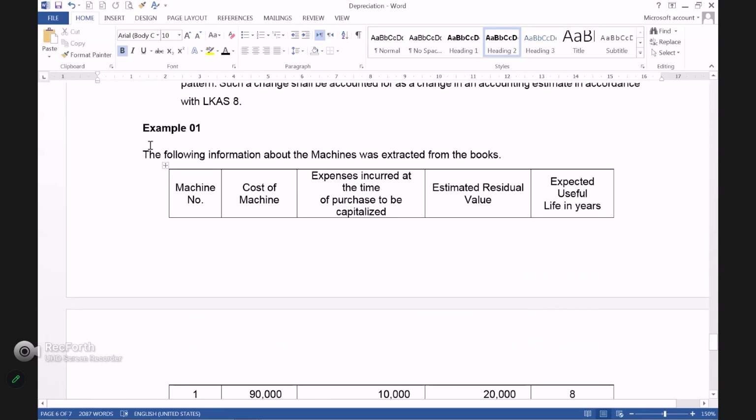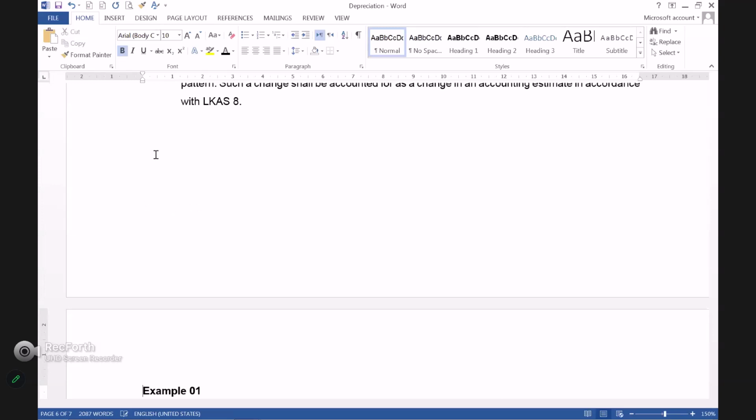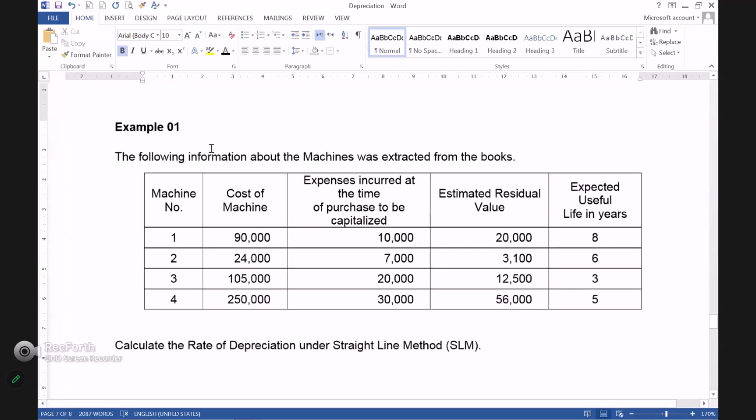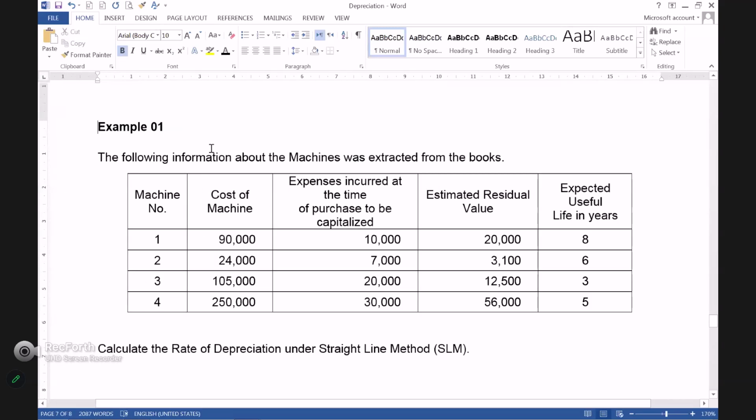So here is example 1. First, you can understand the following information about the machinery, which was extracted from the books: cost of machine, expenses incurred at the time of purchase to be capitalized, estimated residual value, and expected useful life in years. Calculate the rate of depreciation under the straight line method. It's a simple one.